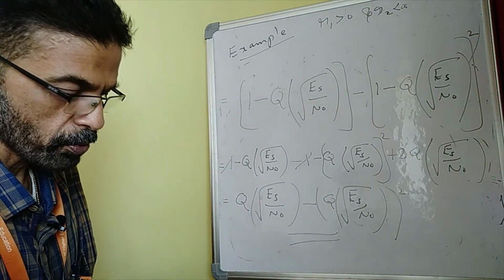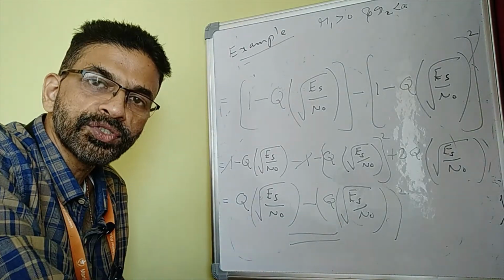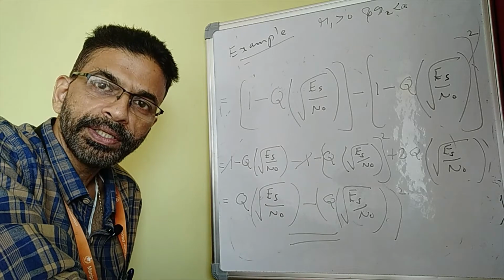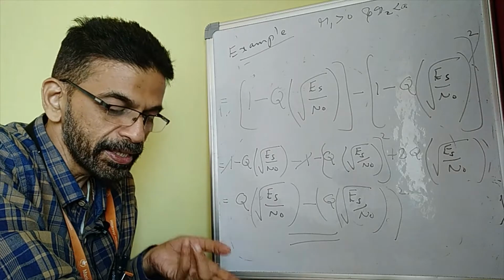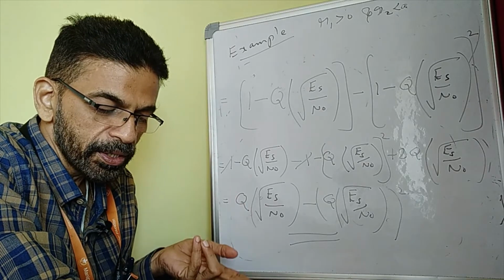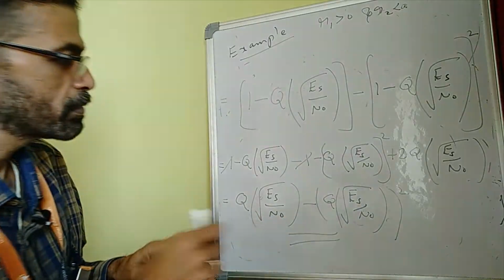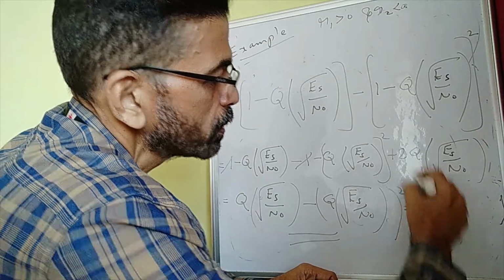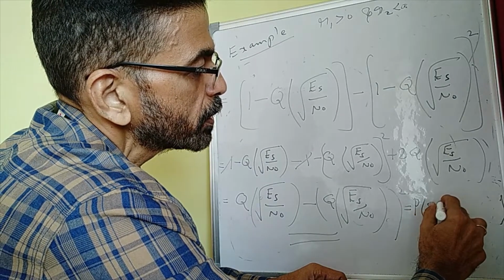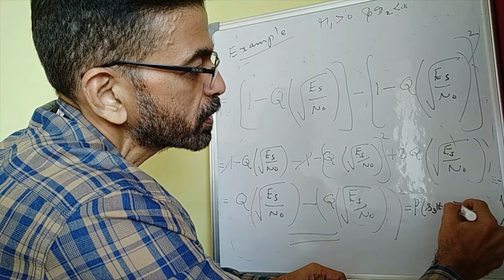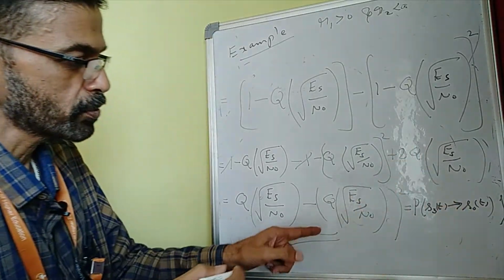So this is the probability that S3T will be wrongly detected as S0T, or equivalently, as I have been telling every now and then, the symbol mapped onto S3T is being erroneously detected as the symbol mapped onto S0T. This is the probability of that happening. We will write it in a compact notation: probability of S3T being detected as S0T. That's what I mean by this shorthand notation.